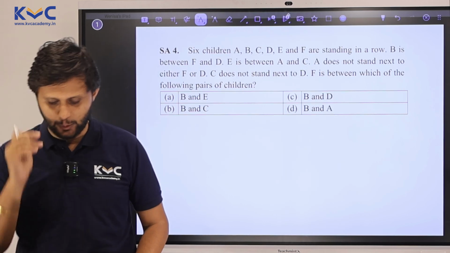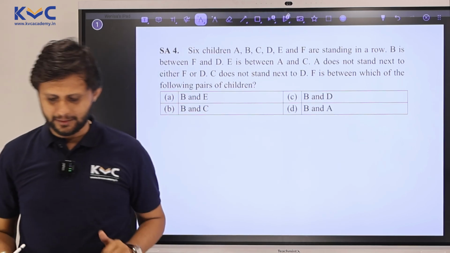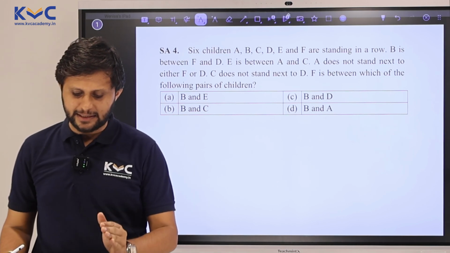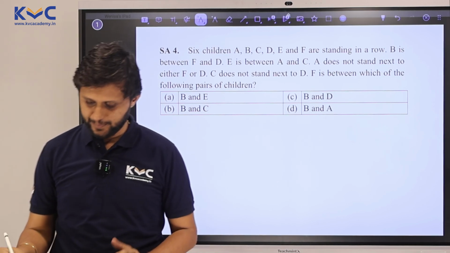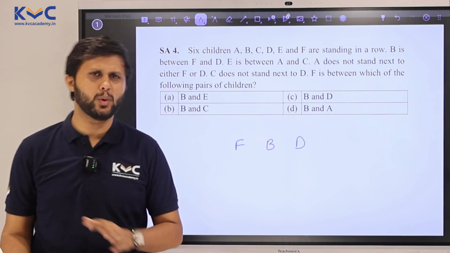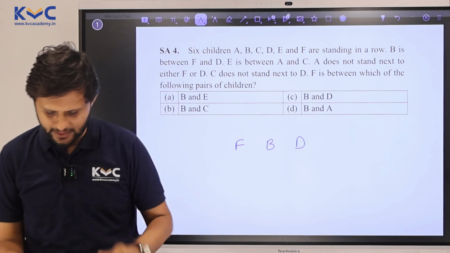Question number 4. 6 children. So we're done with 5. Now we have 6 standing in a row. B is between F and D. B is here. I'll write F over here. I'll write D over here. I do not know which side. Let me just write it this way.